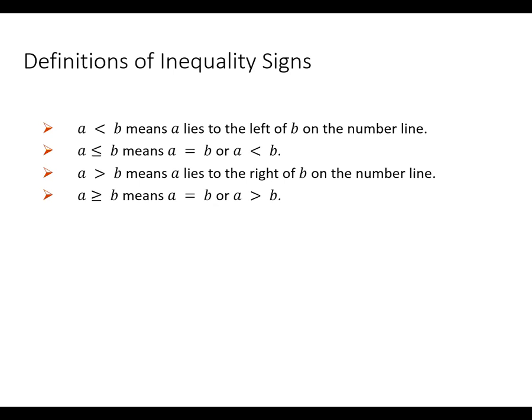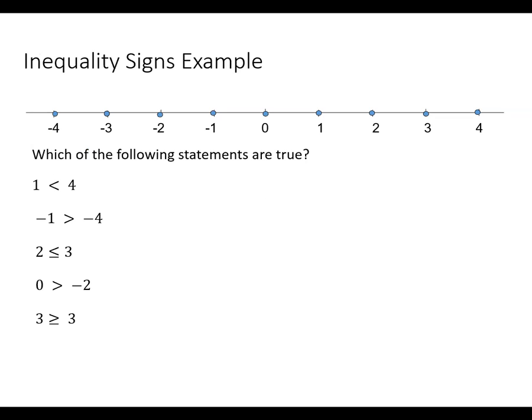So, definitions of the inequality signs. You can read this, you can pause this however you feel like, but if A is less than B, that means A lies to the left of B on the number line. If A is less than or equal to B, it means exactly what we said prior, but also can be equal to B, right? Now if we go to the bottom half of what we have here, A is greater than B means that A lies to the right of B on the number line. If it says A is greater than or equal to B, that means it could be greater than or equal to, okay?